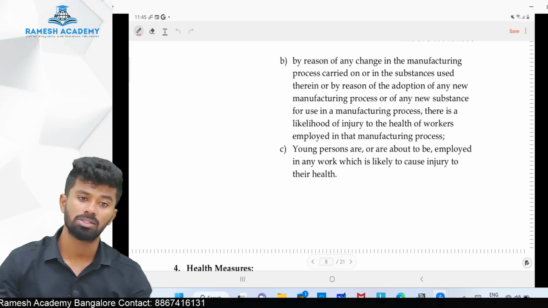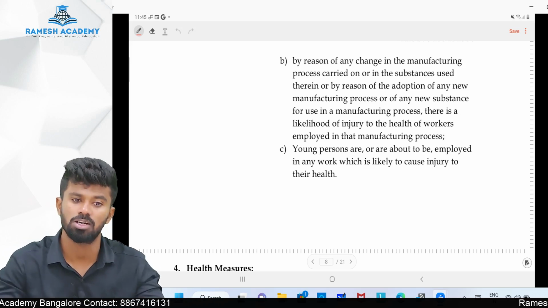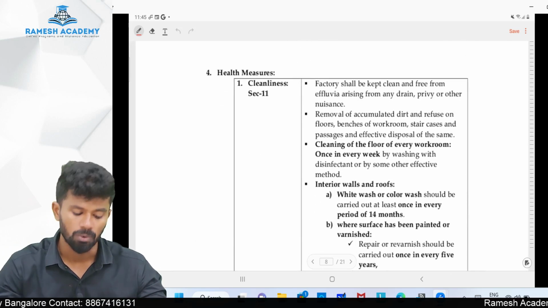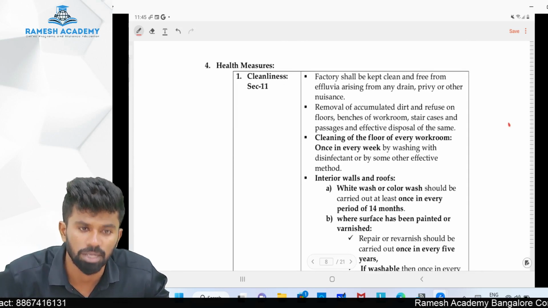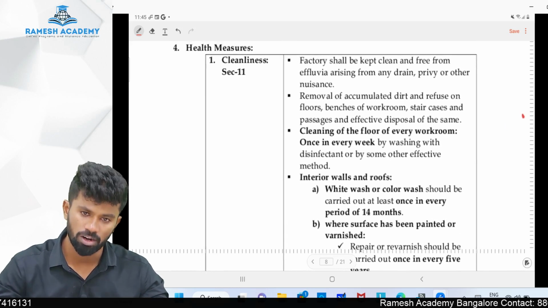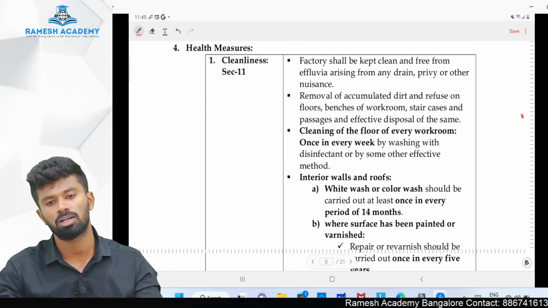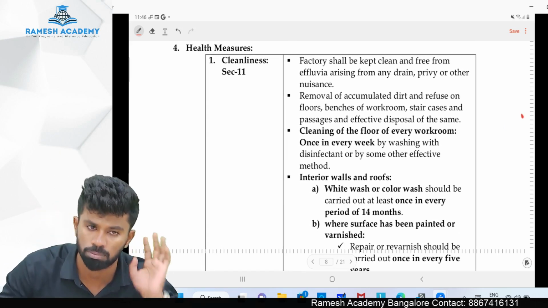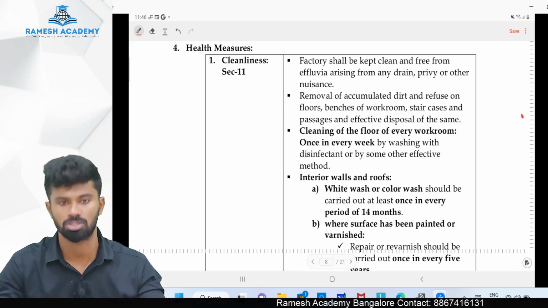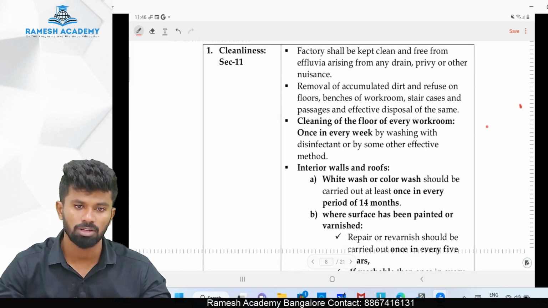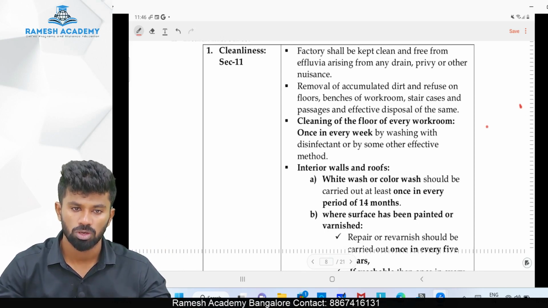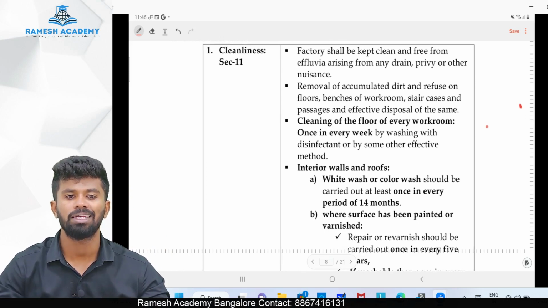Okay, they may ask questions in the examination with respect to certified surgeon. Now, as I said, the Act provides certain measures to be taken by whom? The occupier of a factory, with respect to the workers employed in the manufacturing process. First one is health measures. Section 11 provides cleanliness. It is the duty of the occupier to make sure that the factory is maintained cleanly.